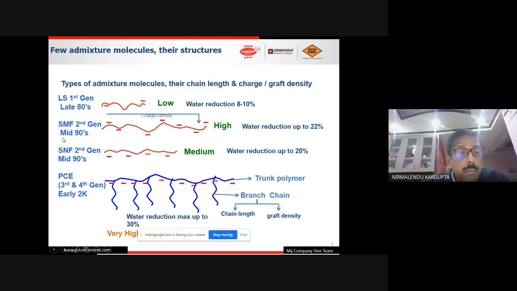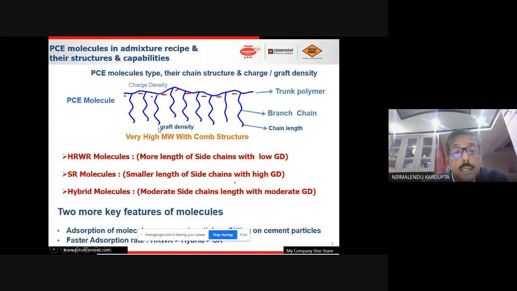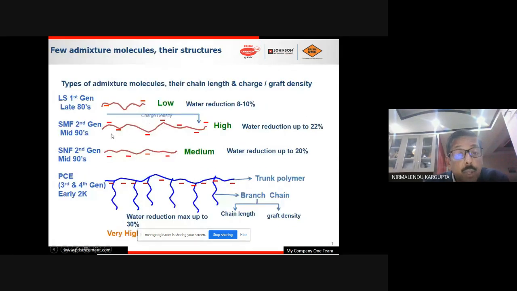Then, in the mid 90s, we got SMF, sulfonated melamine formaldehyde. It is called second generation admixture. It is also having a linear chain, but this chain is a little bit greater in length in comparison with lignosulfonate, and charge density is also far better than that, which means zeta potential is higher in comparison with lignosulfonate. It is having higher zeta potential than lignosulfonate. So its water reduction is up to 22%. Lignosulfonate water reduction is 10%.